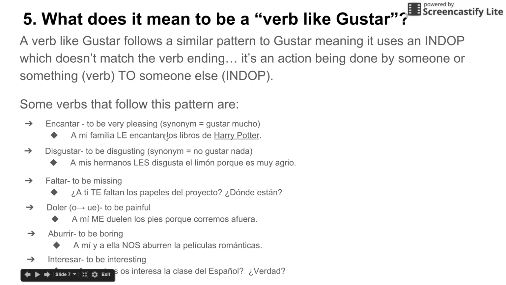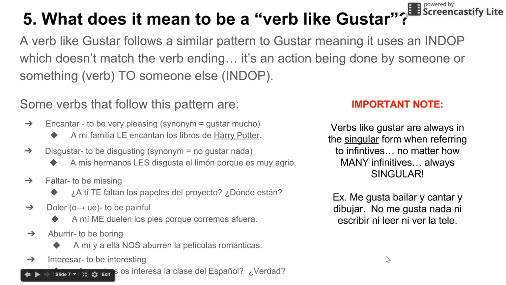We have encantan because it's los libros doing the pleasing. Disgusta because it's el limón, being disgusting. Faltan because the papeles are what's missing. Duelen because los pies are what's being painful. Aburren because it's las películas, being boring. And interesa because it's la clase, being interesting.